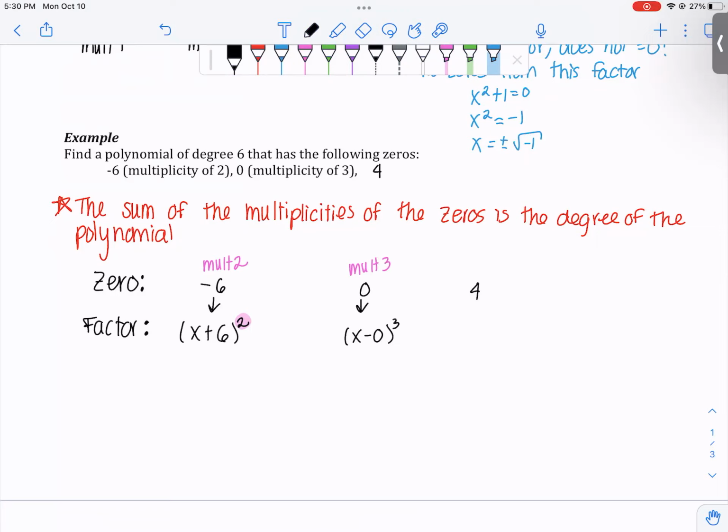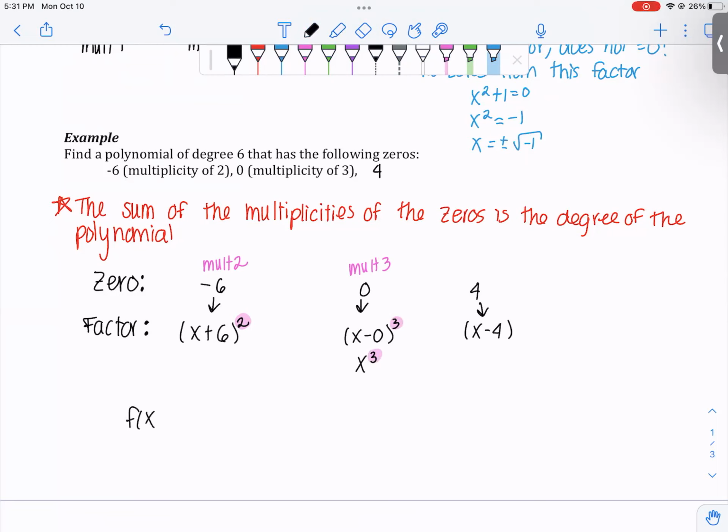But that 0 doesn't do anything. The x minus 0 doesn't change anything, so this just becomes x cubed. We weren't told anything about the multiplicity of 4, so we can just assume that it's multiplicity 1. It would become x minus 4, and we won't put an exponent on it.